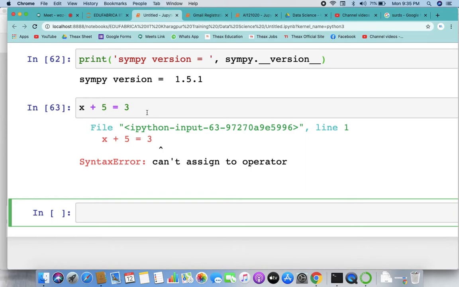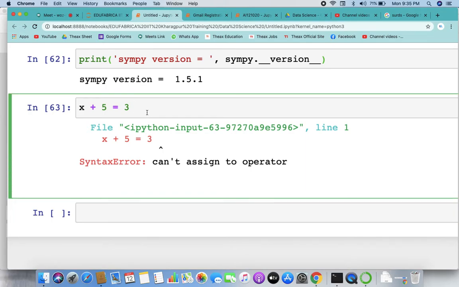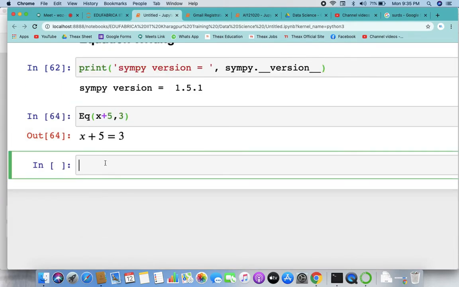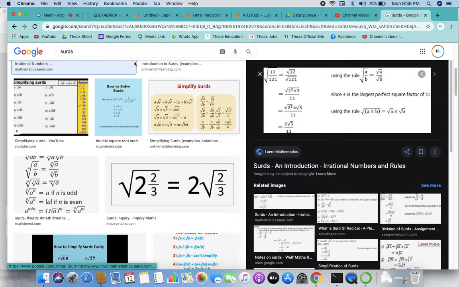So, how can you write this equation, x plus 5 equals to 3? There we have something called Eq, for equation. In parentheses, x plus 5, give a comma. So, this is your left hand side, x plus 5, equals to 3. That's it. Done. Easy. Any doubts? No, sir. Alright, so let's come to the equations.